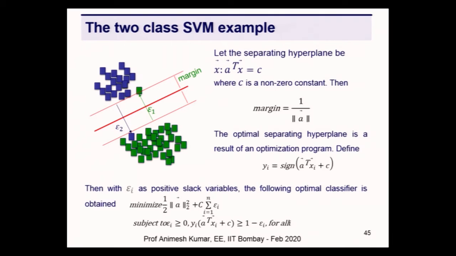And then I look at the sign. That gives me the yi's. Whatever is positive, I label as blue. Whatever is negative, I label as green. And then what we insist is the following.